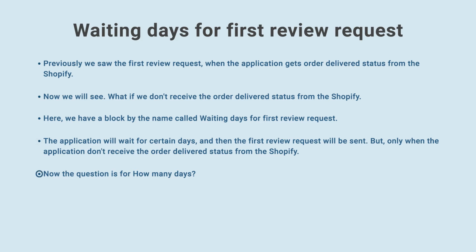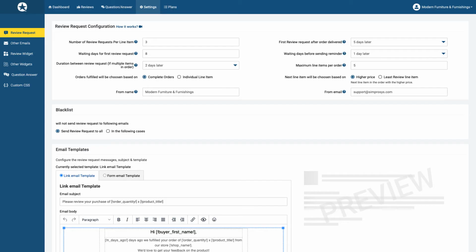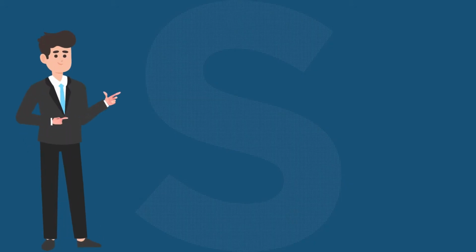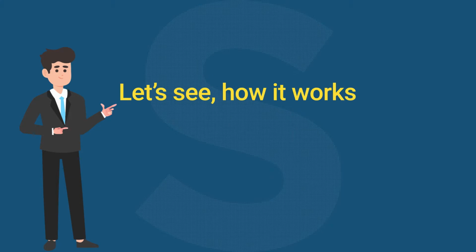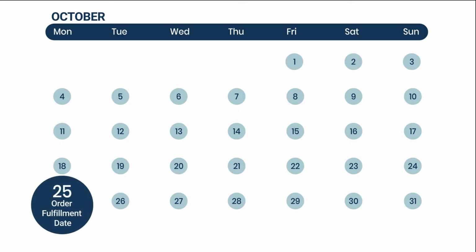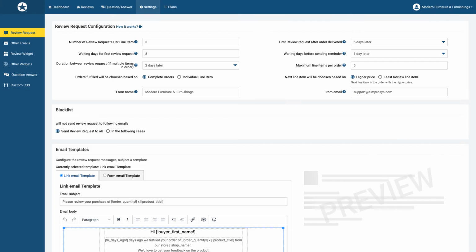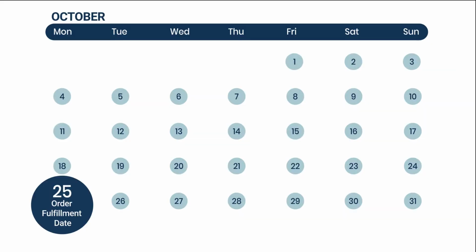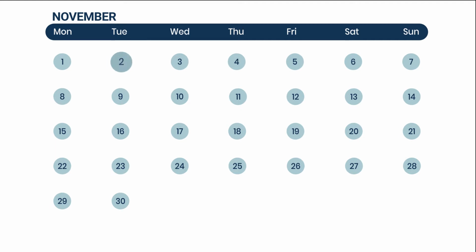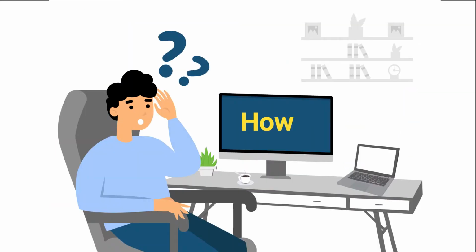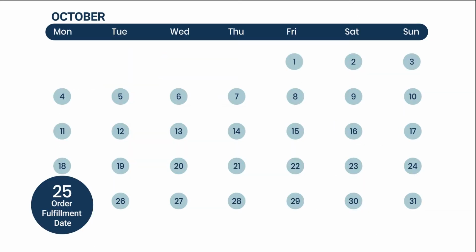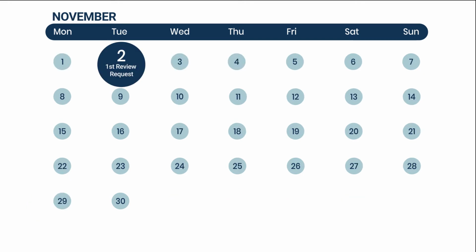Now, the question is for how many days? Select any days within the range of 2 to 60 days. Let's see how it works. Order fulfillment date 25th October. Waiting days for first review request 8 days. First review request will be sent on 2nd November. How? Add 8 days of waiting days for first review request to the 25th October. Hence the result is 2nd November.